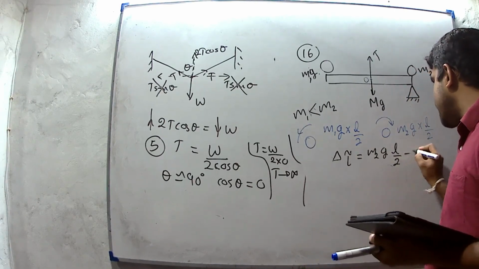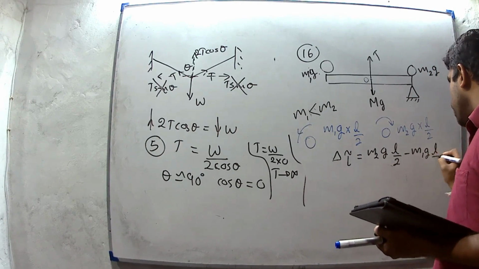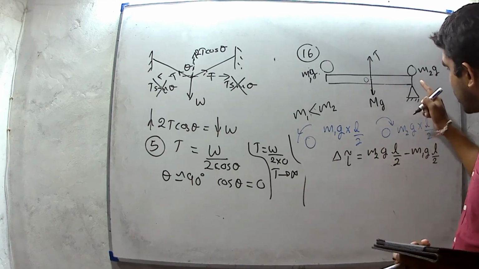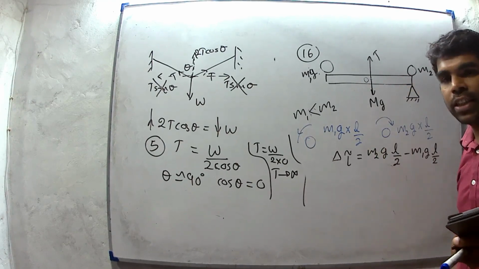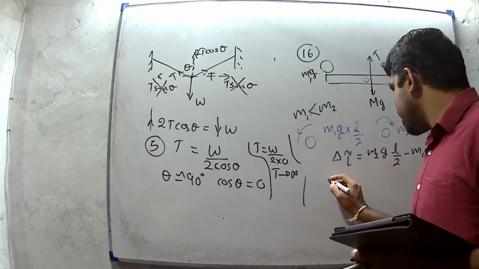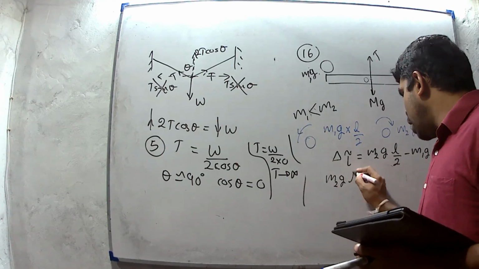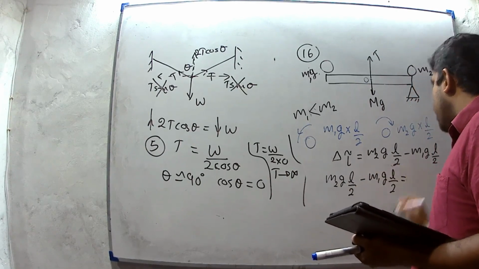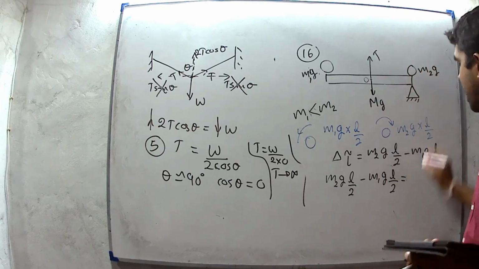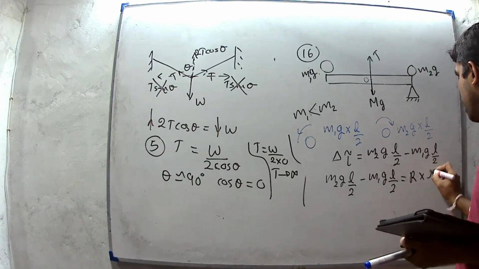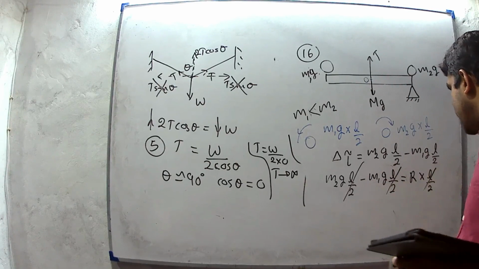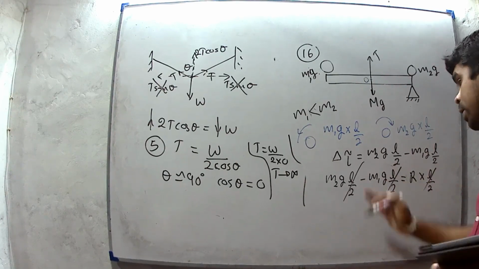M2G L over 2 minus M1G L over 2. For the equilibrium, this resultant torque should be equal to the torque given by the wedge. Then we can write M2G L over 2 minus M1G L over 2 equals the torque given by the wedge's reaction into L over 2. We have to consider torque around point O.